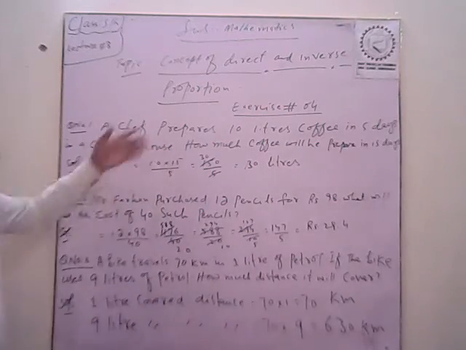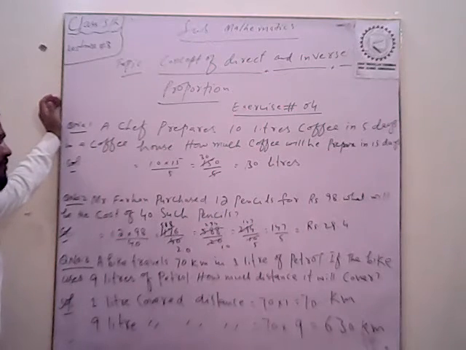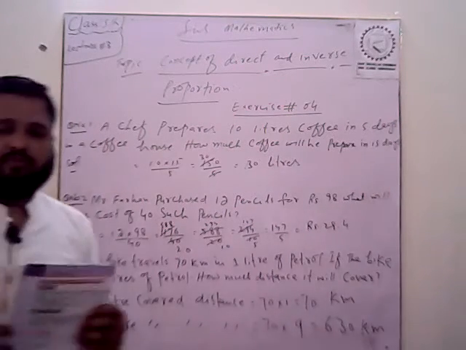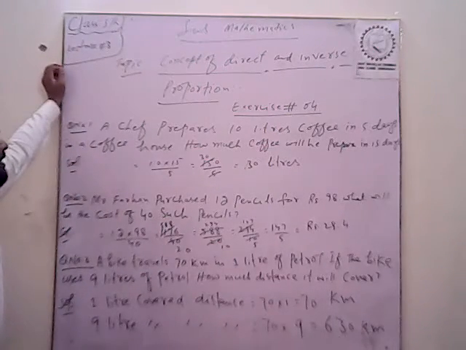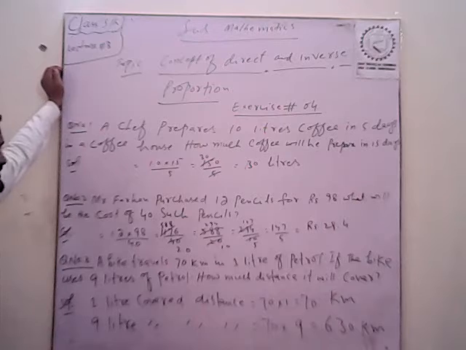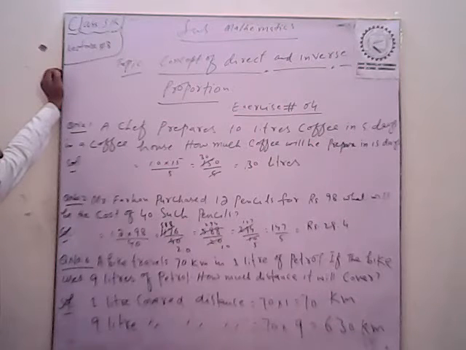Now, I have started the exercise. Question number one is that in this exercise a chef prepares 10 liters of coffee in 5 days in a coffee house. How much coffee will he prepare in 15 days? So this is a question from your book, question number 1.